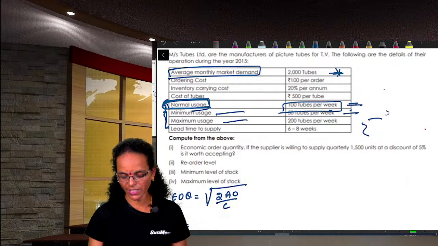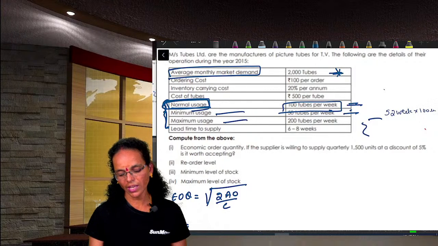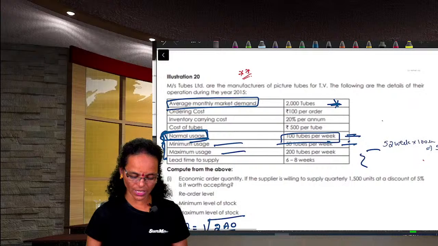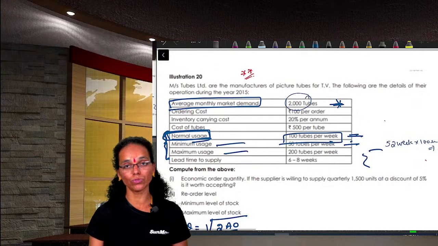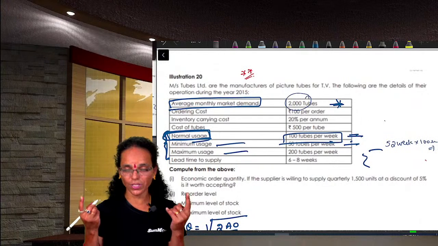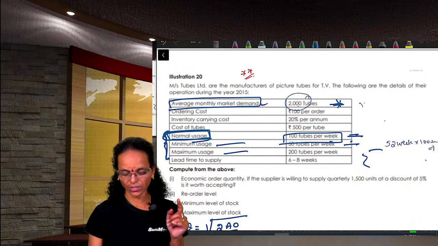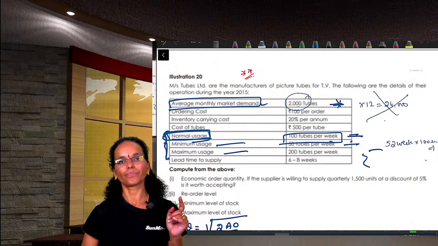We have 52 weeks in a year. 52 weeks into 100 units, 100 tubes is your annual demand. That is 5200. Don't go wrong in the examination saying that 2000 units or 2000 tubes is the demand from the market per month, into 12, this is 24,000. This is wrong.